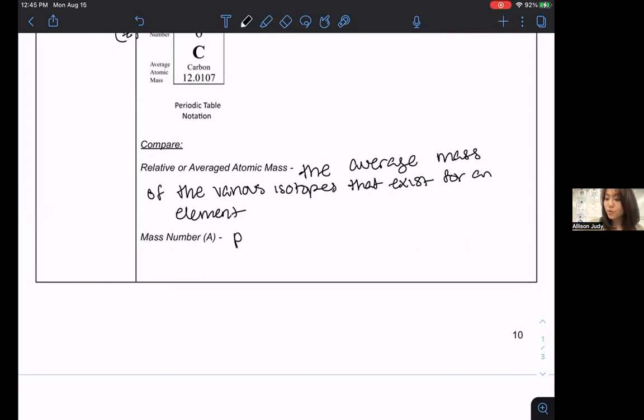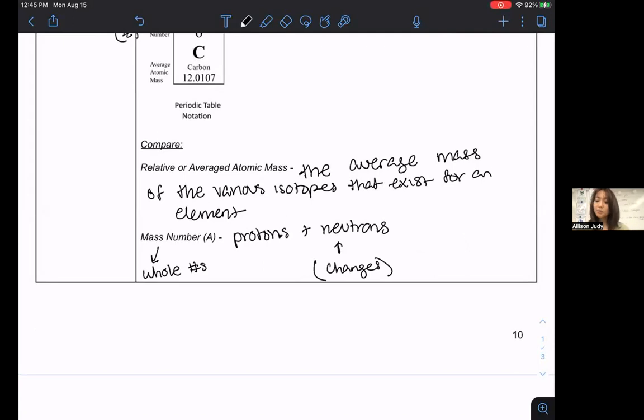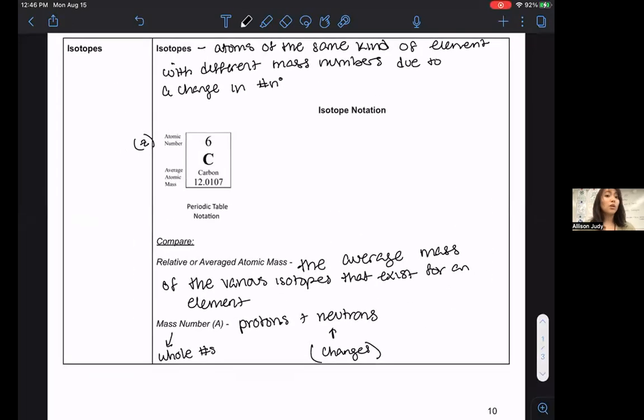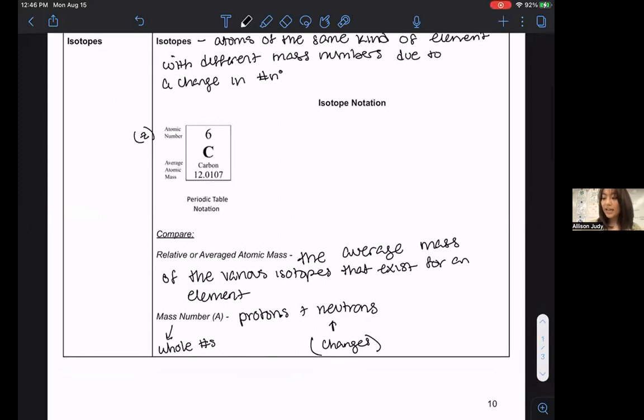And this is always protons plus neutrons. And here, of course, the only thing that we're really changing to get a different mass number is the neutrons. This is what changes for an isotope. And mass numbers are always whole numbers, always whole numbers. And a mass number is specific to the isotope. So we have a specific notation called isotope notation to convey this information.